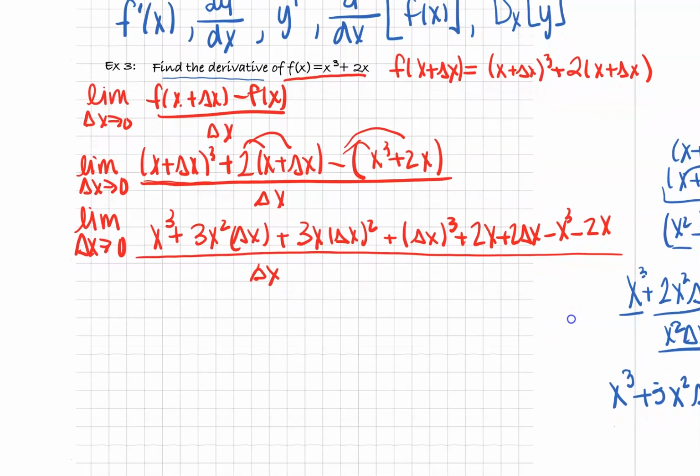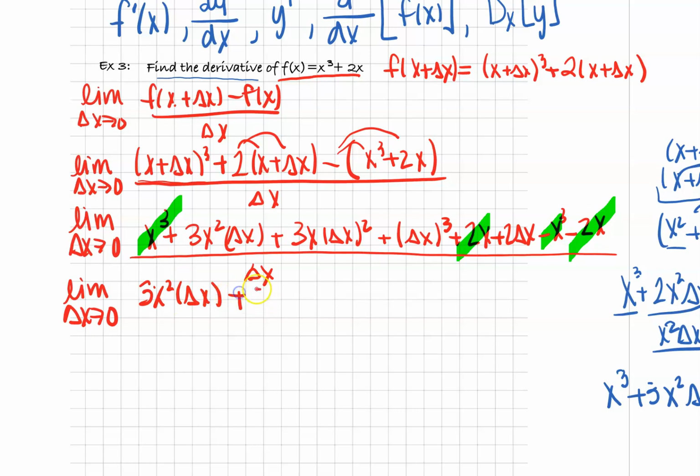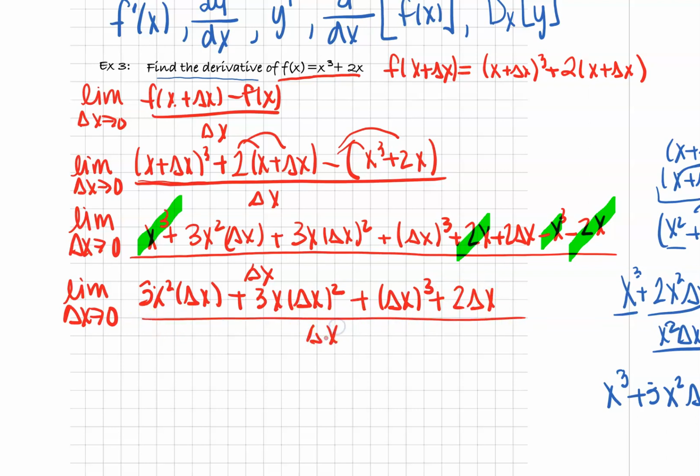Now this is going to be your first checkpoint to make sure you're doing this correctly, and I alluded to this earlier: that f of x is always going to cancel for you. So this negative 2x should cancel somewhere, and I can see it's going to be with this positive 2x. This negative x cubed is going to cancel with this positive x cubed. And so I get the limit as delta x goes to 0 of 3x squared delta x plus 3x delta x squared plus delta x cubed plus 2 delta x all over delta x.